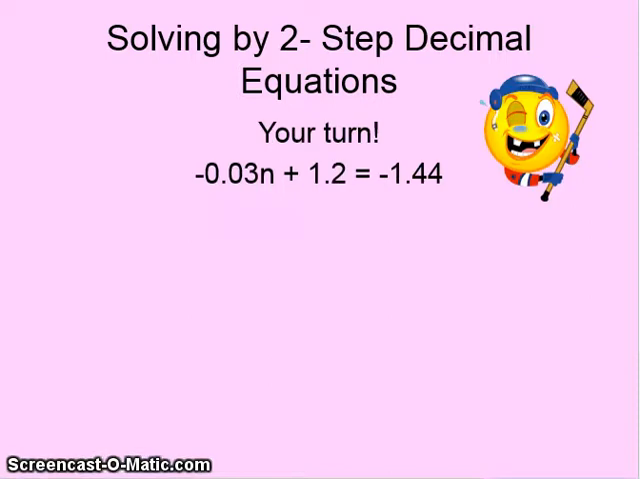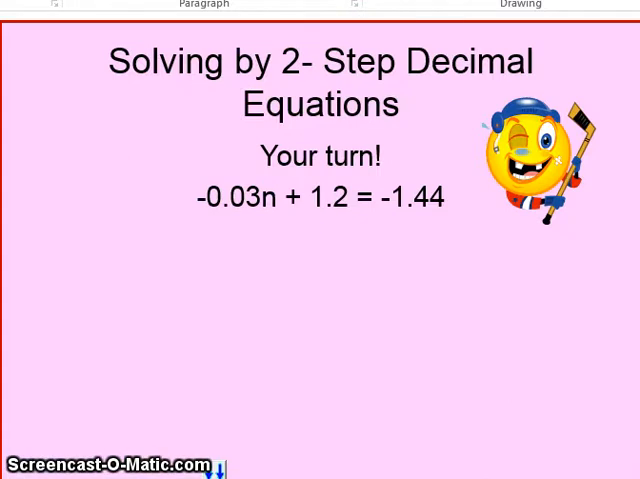Alright, here's another example that needs to be in your notebook. We've got negative 0.3n plus 1.2 equals negative 1.44. If I knew the value of n, the first thing I would do would be to multiply n by negative 0.03. So my first step would be times negative 0.03. And after I did that, I would add 1.2. So I'm going to do opposite operations in the opposite order. So this says add 1.2 last, so I'm going to subtract 1.2 first.